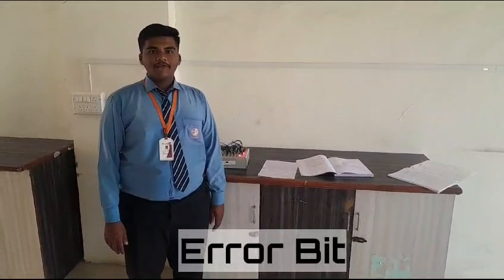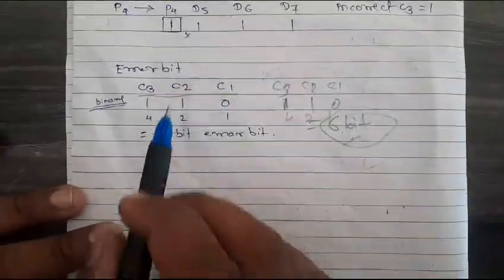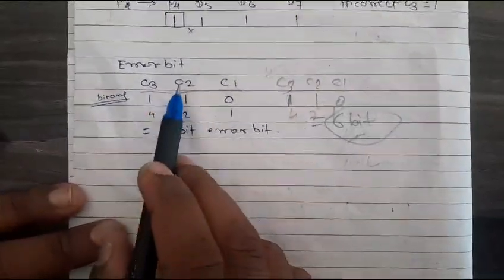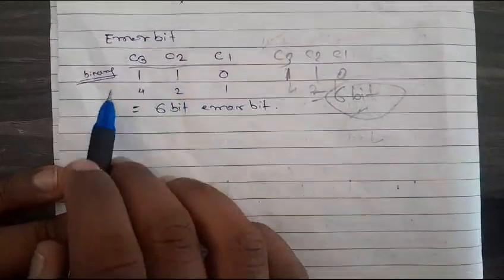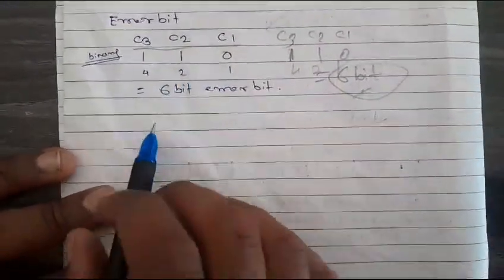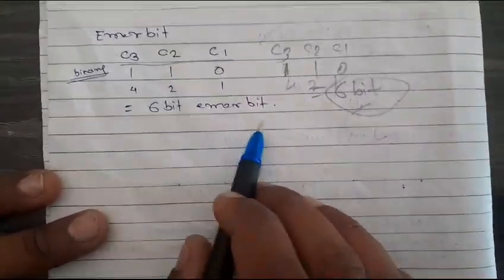I have explained the error bit of a Hamming code. This is the correction bits of our receiving code. C3 is 1, C2 is 1 and C1 is 0. 110 is the binary number and it denotes 6. So the 6th bit is the error bit of our receiving code.